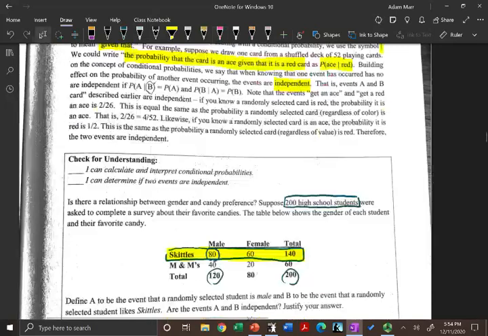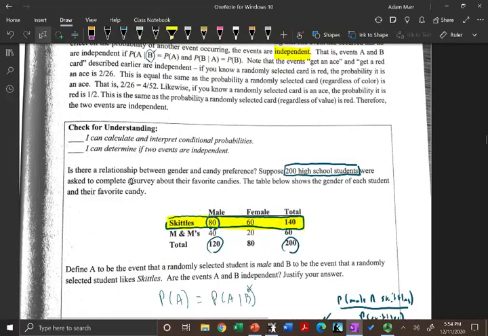Let's look at an example. Is there a relationship between gender and candy preference? Suppose 200 high school students were asked to complete a survey about their favorite candies. The table shows the gender of each student and their favorite candy. Define A to be the event that a randomly selected student is a male, and B to be the event that a randomly selected student likes Skittles. Are the events A and B independent? Justify your answer. They're asking: does the fact that a randomly selected student likes Skittles change the probability that a randomly selected student is a male?